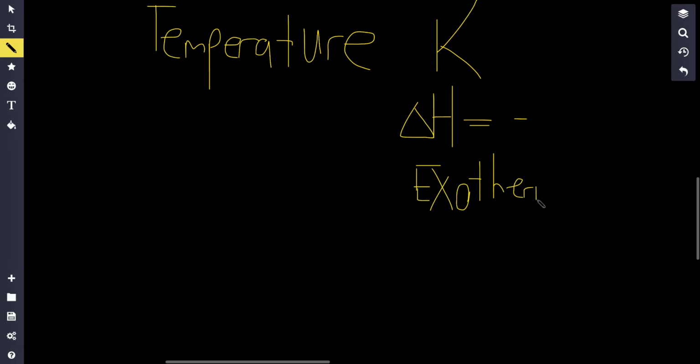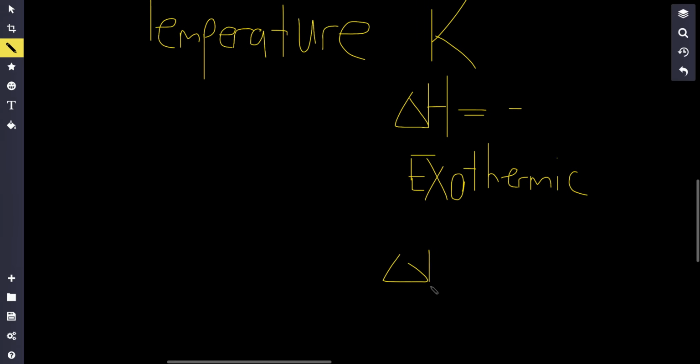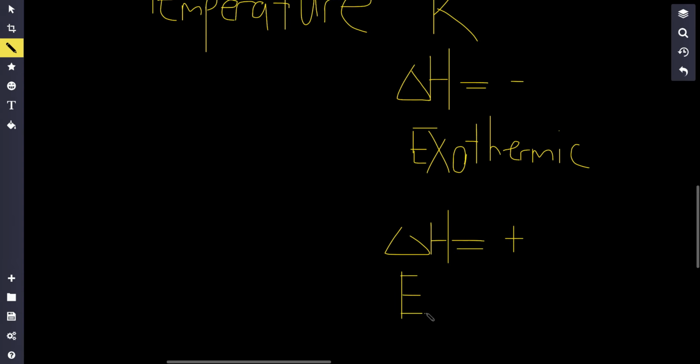So if the reaction is releasing heat, let's just say you light up a match, right? A combustion reaction. That's going to be releasing heat. So when you get close to the match, it's going to feel warm, right? Because it's releasing heat. If your change in enthalpy is positive, you're absorbing heat, and this reaction is called an endothermic reaction.